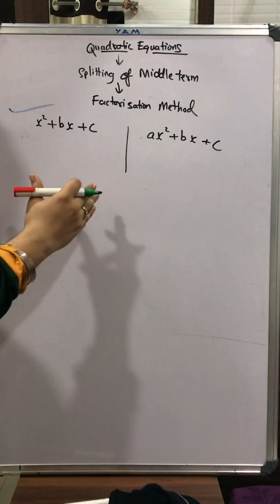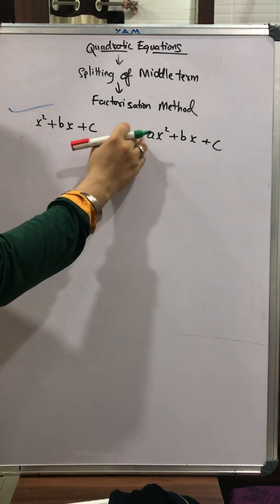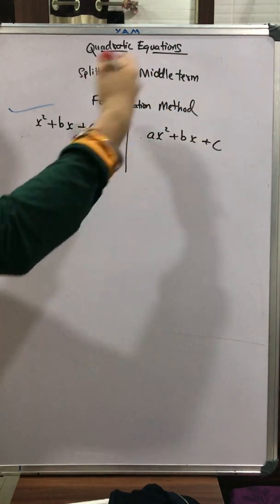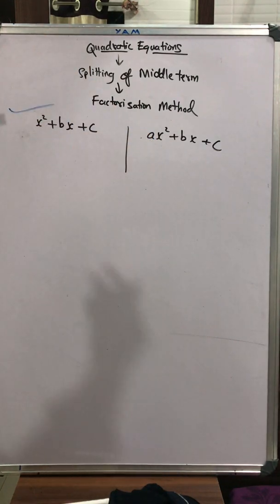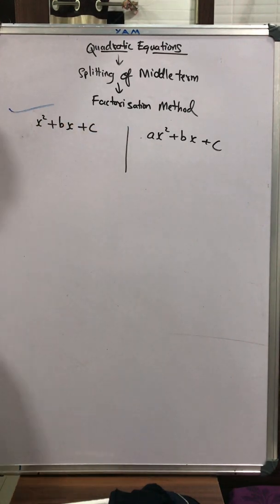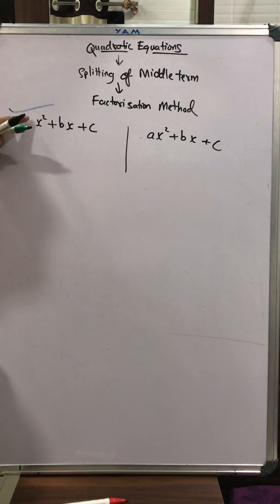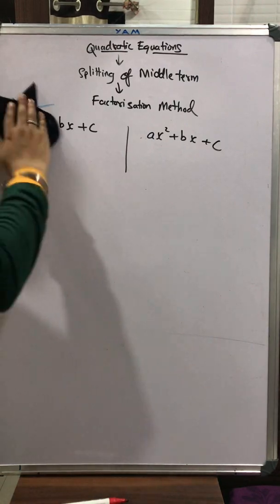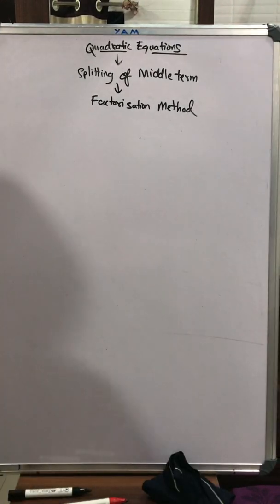After this type, there will be some questions where this a is any number other than 1. I'll let you know, there is some slight change when we come across those questions. So first I'm starting with these types of questions. Okay students, so now let's see the first illustration. I'm starting with the questions having 1 in front of x square, that is, the coefficient of x square is 1. Moving on to our first question, students, on the board.